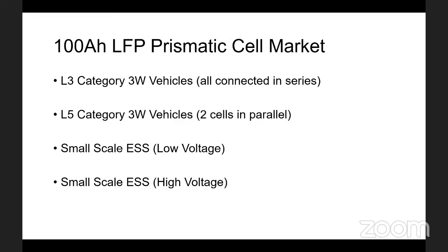Let's look at 100AH cells. 100AH is very popular in L3 3-wheelers, which is basically the e-rickshaw. Also L5, where the battery is expected to be close to 200AH, so 2 cells in parallel does the job. And then small scale ESS, low voltage and high voltage. Small scale would be a 51.2 volt 100AH kind of pack, all the way to a 480 volt or 384 volt high voltage system with again 100AH or 200AH. So this is the present market trend. Like I said, 90% of the battery packers are using this.